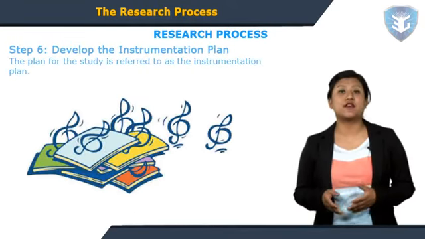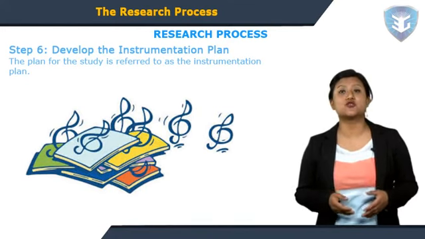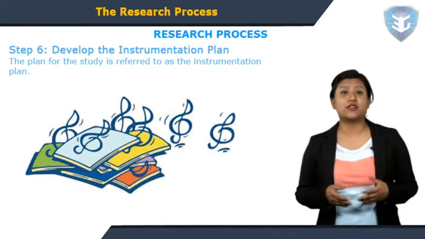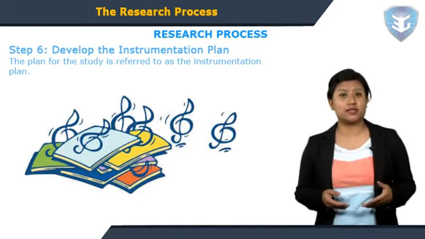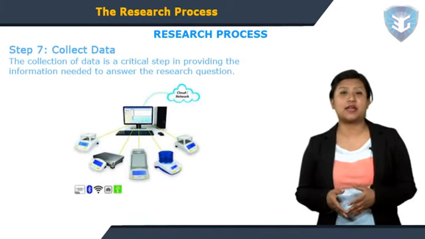Step 6. Develop the instrumentation plan. The plan for the study is referred to as the instrumentation plan. The instrumentation plan serves as the roadmap for the entire study, specifying who will participate in the study, how, when and where data will be collected, and the content of the program. Step 7 is to collect data.